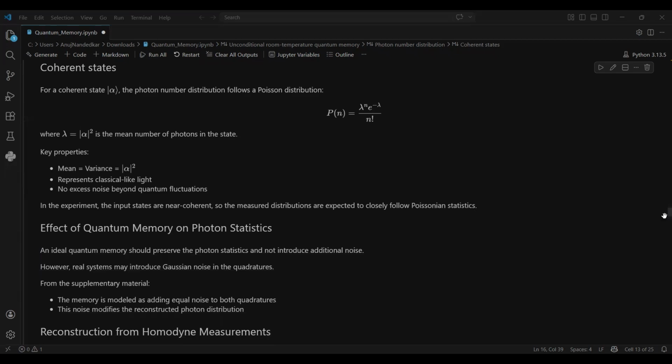Now coming to the effect of quantum memory on photon statistics. An ideal quantum memory should preserve the photon statistics and not introduce any additional noise. However, real systems may introduce Gaussian noise in the quadratures, and they may also not be fully efficient. So there can be a loss in the number of photons. And as you can see from the supplementary material of the paper, the memory is modeled as adding equal noise to both quadratures. And the noise added is, of course, Gaussian. And this noise modifies the reconstructed photon distribution.